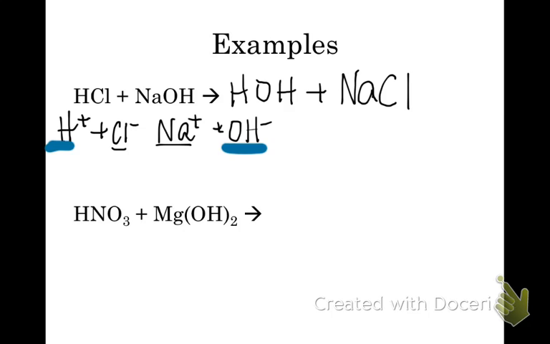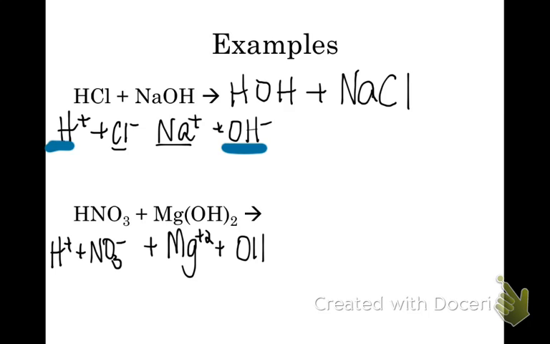We have HNO3, so we know we have H plus and NO3 minus. We also have Mg plus 2 and OH minus. Remember that plus 2 is because that 2 really goes up there in terms of charges. So we want to combine the water, so we have HOH, and then we'll put together whatever's left over. So we have the NO3 minus and the Mg plus 2.